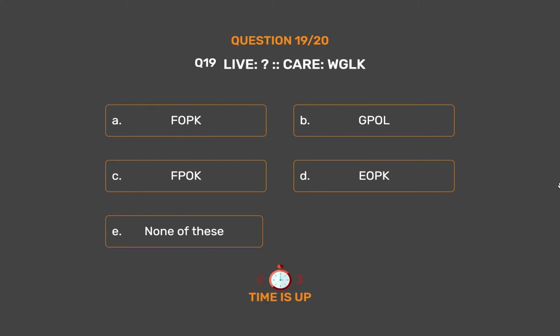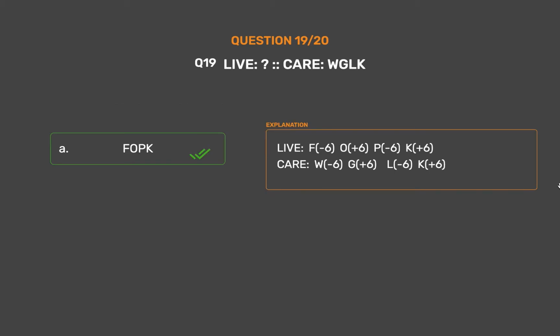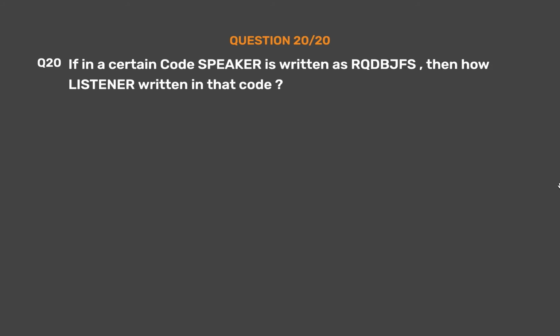The correct answer is option A, FOPK. Live: F-6, O plus 6, P minus 6, K plus 6. Care: W minus 6, G plus 6, L minus 6, K plus 6. Question number 20. If in a certain code speaker is written as RQDBJFS, then how is listener written in that code?